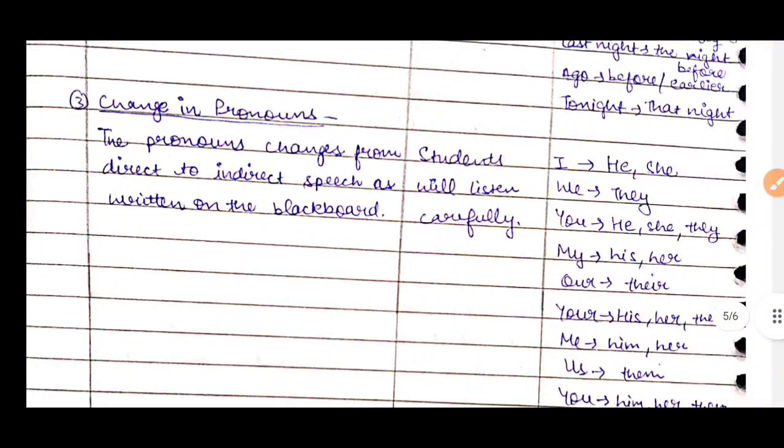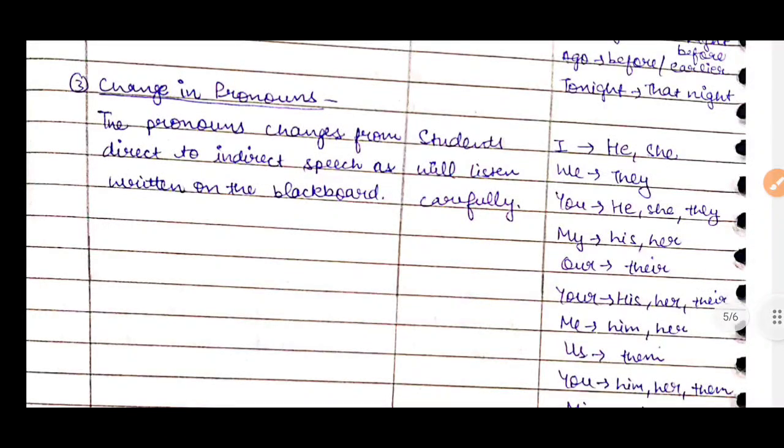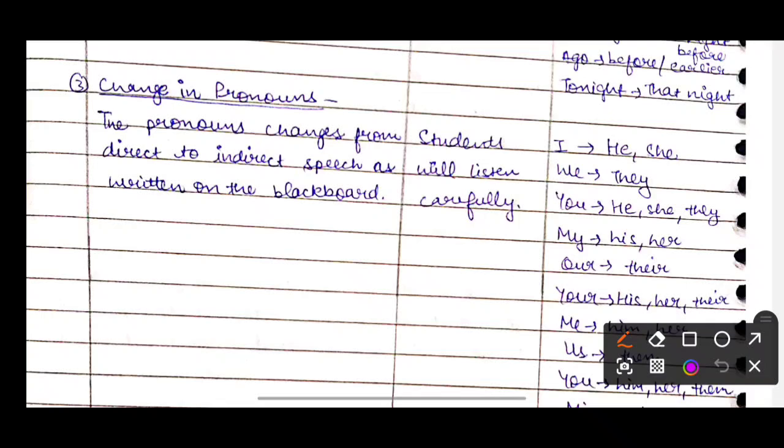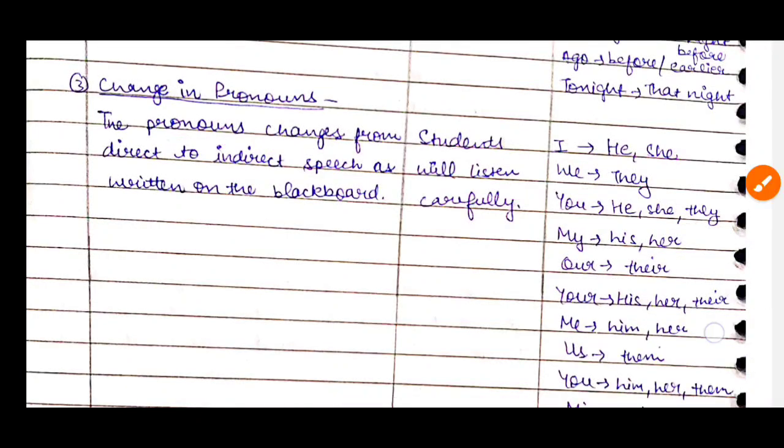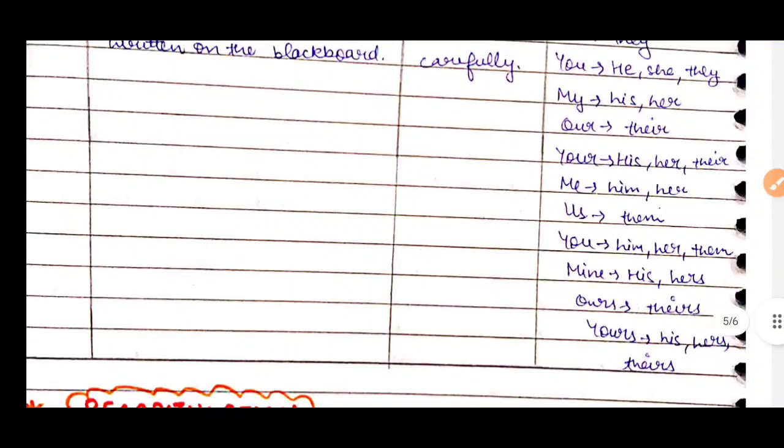Next we'll teach them the change in pronouns. How do pronouns change when we change sentences from direct to indirect speech? Now we'll tell them that the pronouns change from direct to indirect speech as written on the blackboard, and students will listen carefully. I changes to he or she, we to they, you to he, she, they, my to his or her, our to their, your to his, her, their. Me to him or her, us to them, you to him, her, them, mine to his, hers, ours to theirs, yours to his, hers or theirs.